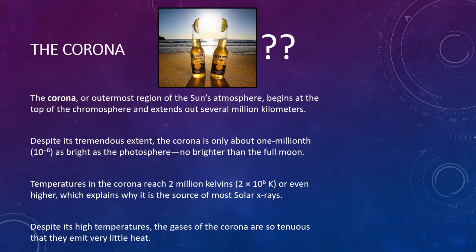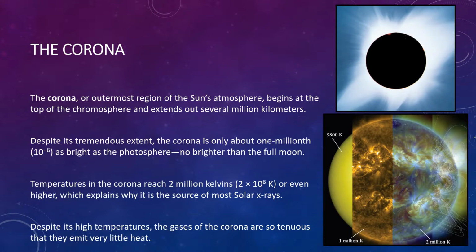The corona, or outermost region of the sun's atmosphere, begins at the top of this chromosphere. It extends outward to a distance of several million kilometers. Despite its tremendous extent, the corona is only about 1/1,000,000th as bright as the photosphere, no brighter than our full moon. Hence, this corona can be viewed only when the light of the photosphere is blocked out, by use of a specifically designated telescope, or, as we see in the image at the top, during a solar eclipse. Temperatures in this corona reach 2 million kelvins, or even higher, far greater than the temperatures in the chromosphere.